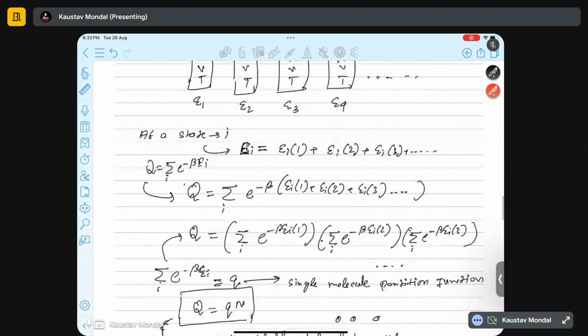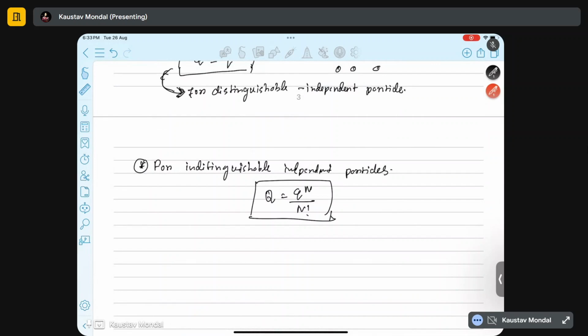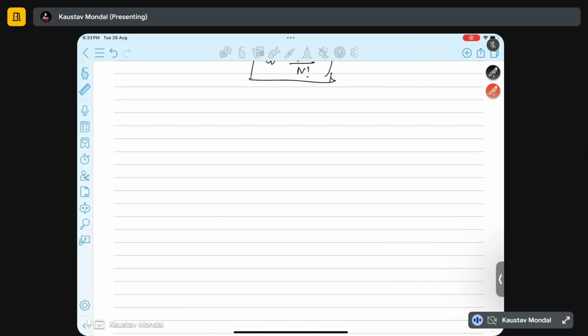So now what we will do is calculate, for both the cases of distinguishable and indistinguishable particles, the expression of the internal energy, and from there we will calculate the entropy, and then we will do some problems also. So first will come the internal energy. The general expression of the internal energy we have already derived.